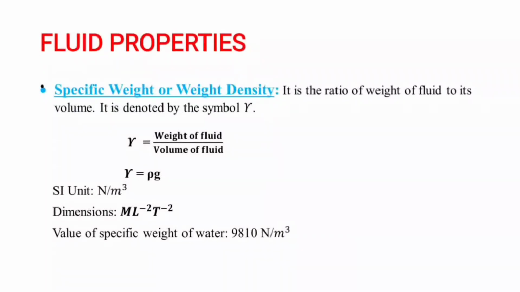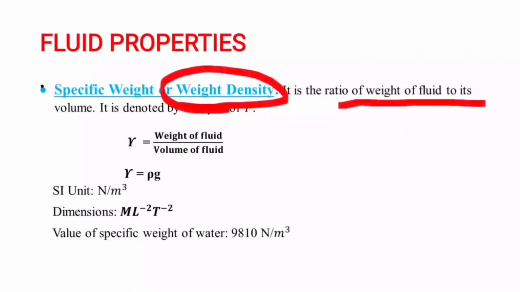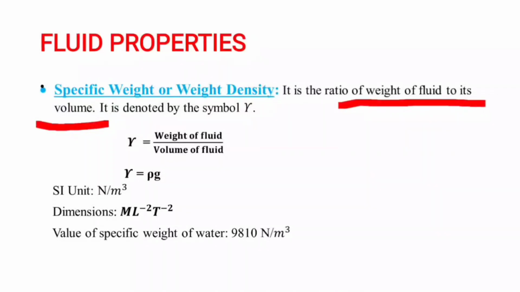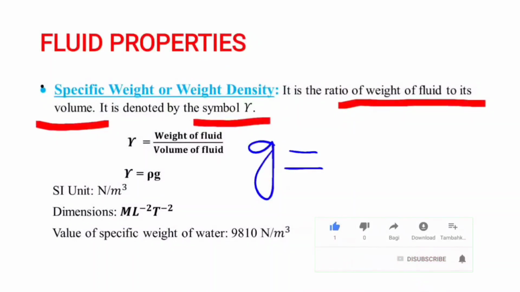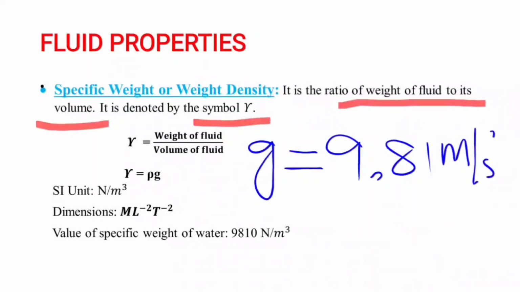The next fluid property is specific weight. It is also called weight density. It is the ratio of weight of fluid to its volume. It is denoted by the symbol gamma. Gamma is equal to weight of fluid by volume of fluid. There is a relationship between weight density and mass density: weight density is equal to mass density into acceleration due to gravity. If acceleration due to gravity is not given in the problem, take it as 9.81 meters per second square.